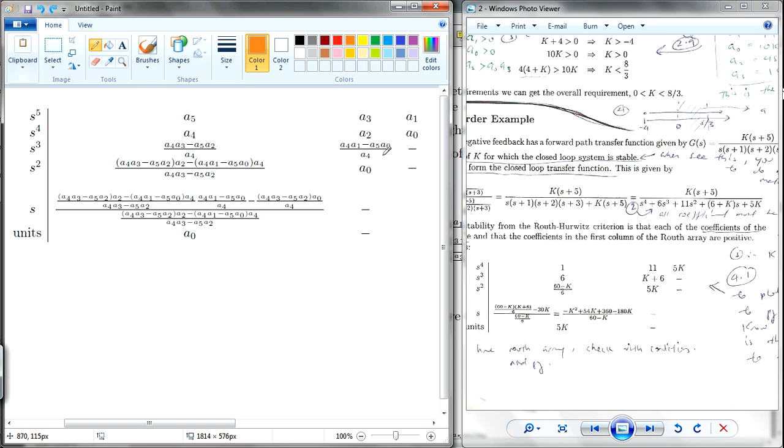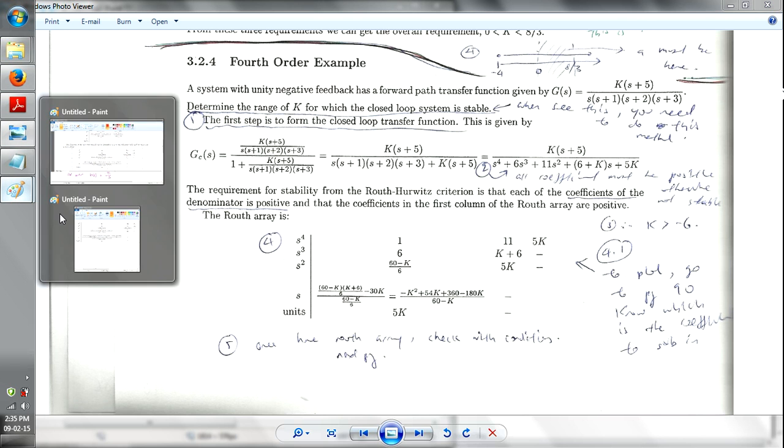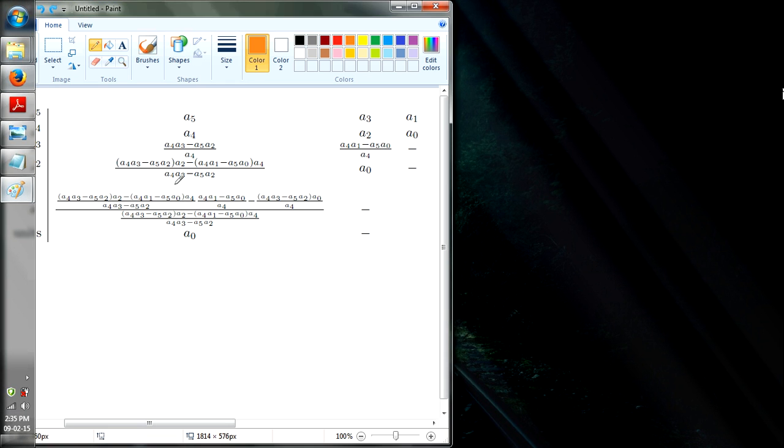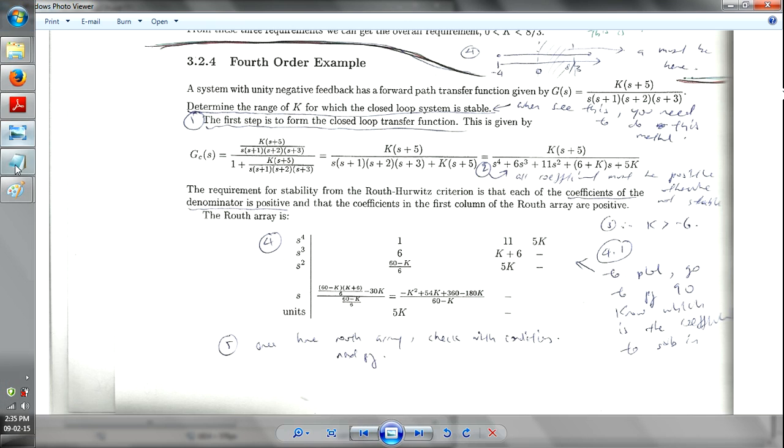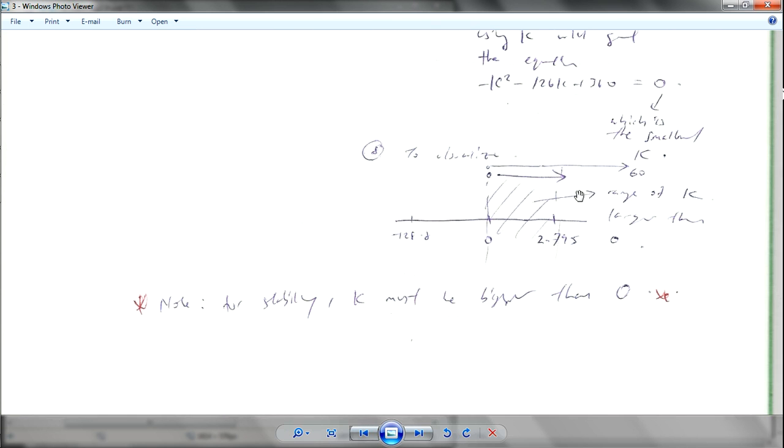So with this concept, maybe hold on a while. In the next video, we'll talk about how to solve this fourth order example, because we're just talking about how to use the Routh array and what the rules for the Routh array are. So in the next video, we'll talk about how to solve this, and then eventually plot the number line itself. Okay, so I'll see you in the next video.